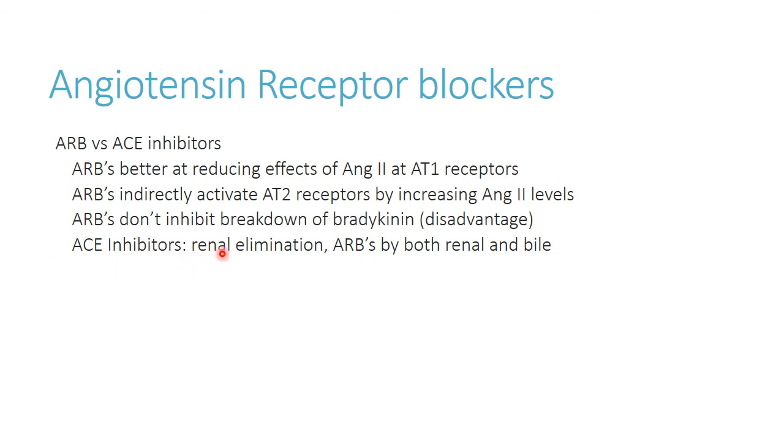So the other thing, ACE inhibitors are going to be renally eliminated. ARBs are going to be more limited, somewhat by the kidneys, but also predominantly by the bile. So that could be an option if you have patients with really poor kidney function. Might be a decent option. Maybe they could not tolerate the doses of ACE inhibitors. This might be a better deal for them.